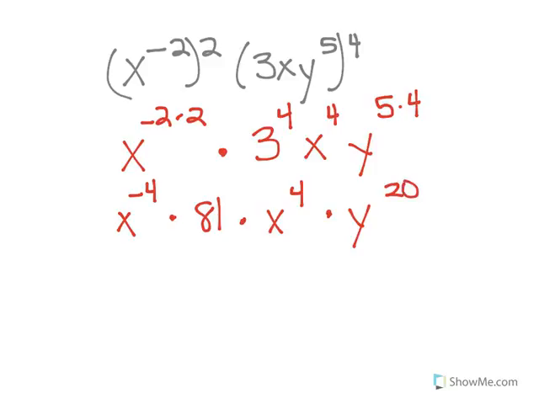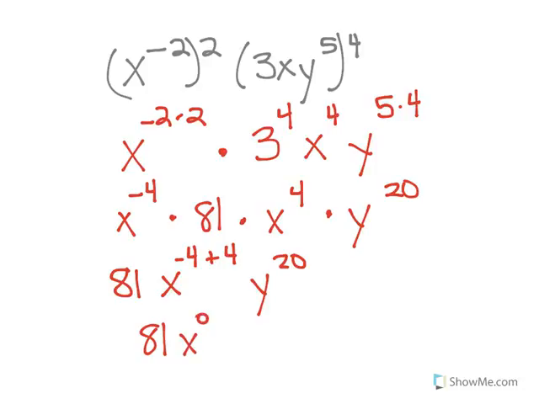Now I'm going to move all of my coefficients out front, followed by my variables in alphabetical order. I have an x to the negative 4 and an x to the fourth, so we'll keep the base and add exponents. And then we have a y to the 20th. If I have x to the negative 4 plus 4, that's x to the 0 power, and then y to the 20th. Anything to the 0 power is 1, so our simplest answer is 81y to the 20th.